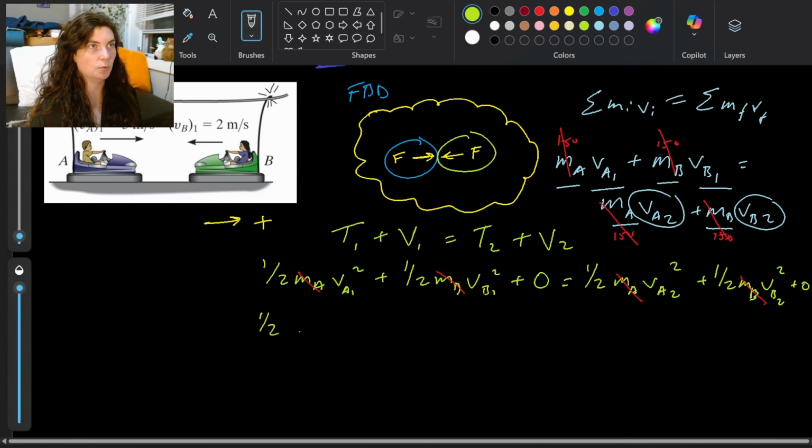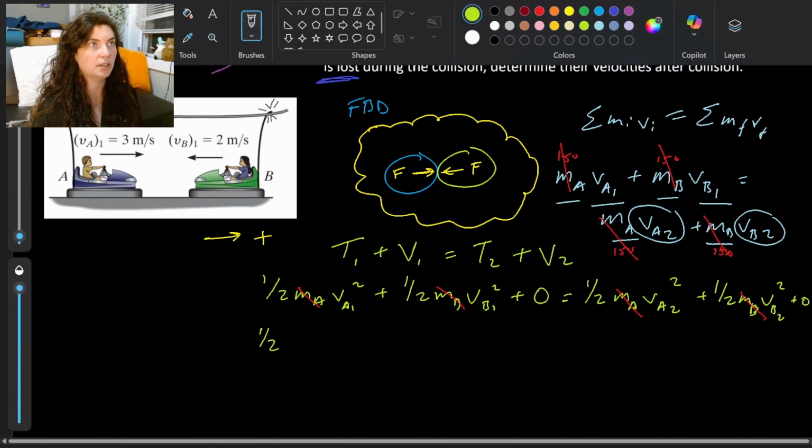And so then what I get is 1/2 times my initial VA1, which is 3 meters per second, squared, plus 1/2 times VB1, my initial velocity of B, which is 2 meters per second in the negative direction. But it actually doesn't matter for conservation of energy because it gets squared anyways. But it's good to note that it is actually a negative.